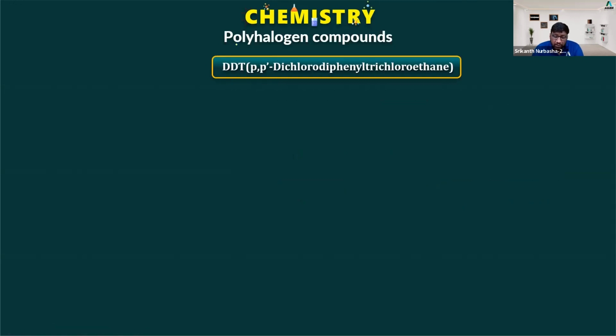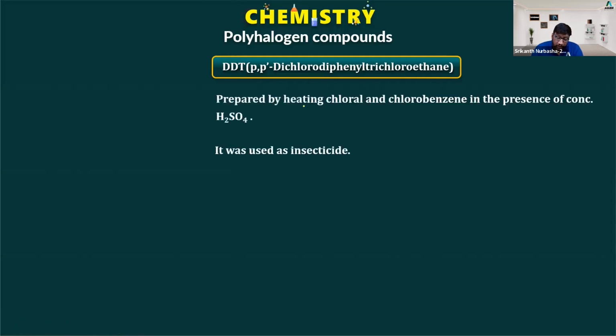In the polyhalogen compounds, after chloroform, iodoform and freons, we will be having DDT, dichlorodiphenyltrichloroethane. So how is it prepared? It is prepared by heating chloral and chlorobenzene in the presence of concentrated H2SO4. What is the formula of chloral, students? Chloral? Anyone?